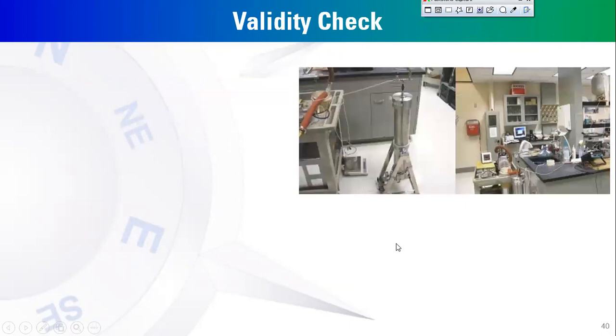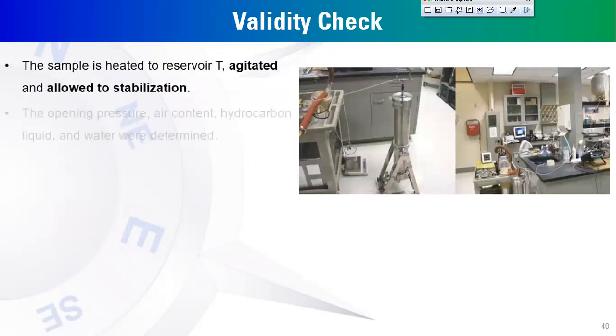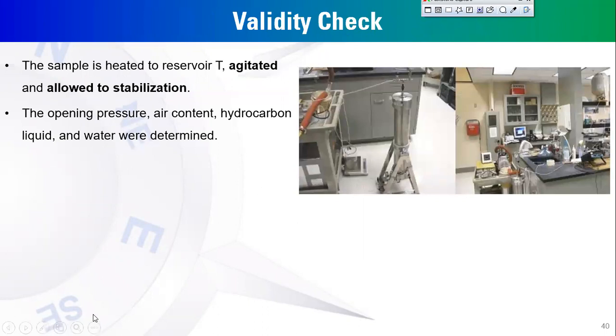And the first step, as mentioned, is the validity check or checking sample integrity. Once the sample is received at the PVT lab, the sample will be heated to the reservoir temperature and will be subjected to agitation to allow stabilization of the fluid in the sample.